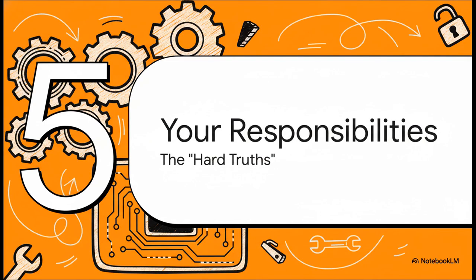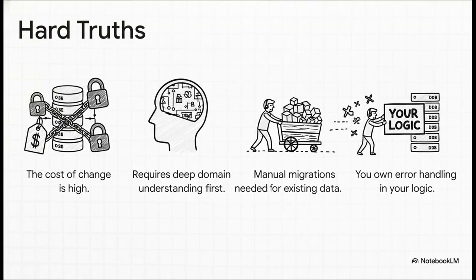So this all sounds pretty amazing, I know, but it is not magic. When you decide to use a pattern that's powerful, it comes with some serious responsibilities. So let's talk about the hard truths you have to accept as a developer. All right, let's just lay them out there. First off, the cost of change is high. Once you materialize a field into your database, changing that field's shape or source requires a full-blown data migration.